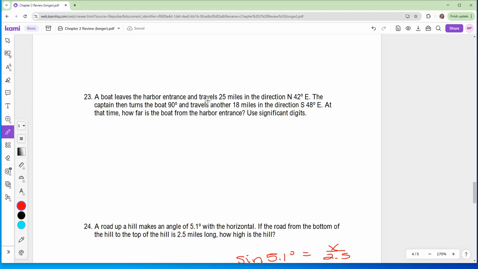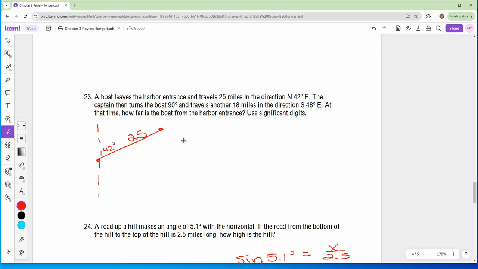Alright. A boat leaves the harbor entrance and travels 25 miles in the direction north 42 degrees east. If I give you a bearing, you need a north-south line and a starting point. So here's where I'm starting. I'm going northeast. So this is 42 degrees. My distance is 25 miles.